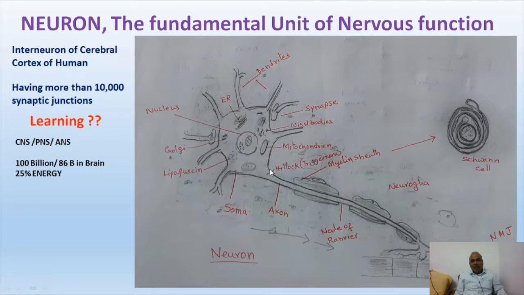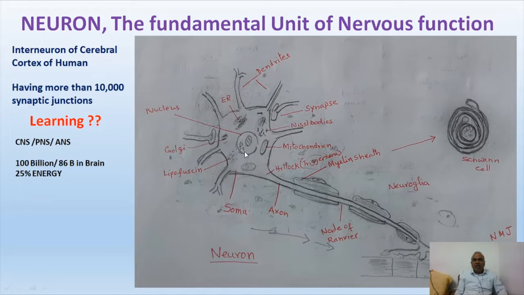The soma has a small bulged part. This bulged part is known as the axon hillock. From this axon hillock, the action potential is initiated, and this is called the trigger zone.